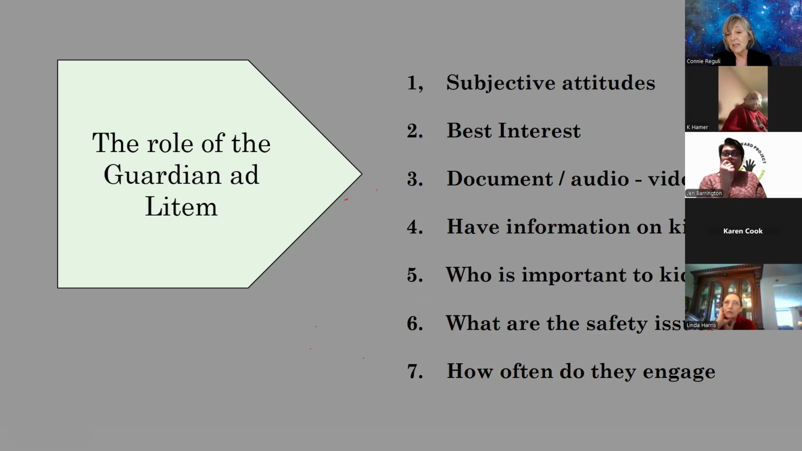And what are the safety issues? That guardian ad litem needs to understand what the safety issues are and who needs to address them. And then how often does the guardian ad litem engage with the children? Honestly, they go months and months without even seeing or talking to these children. But they should be talking to them. I think they should be talking to them every other week, and most of them, though, are maybe a month, maybe 3 months, maybe 6 months. You just never know. There's no consistency.